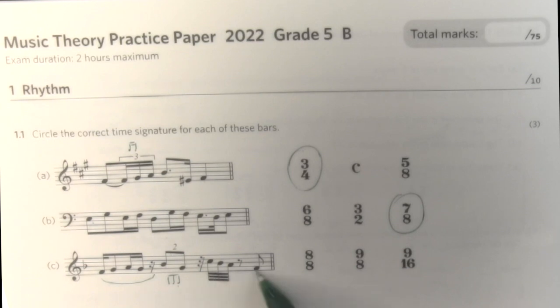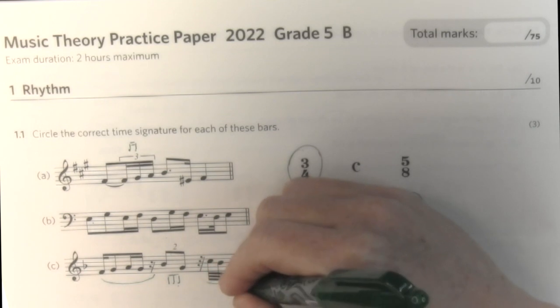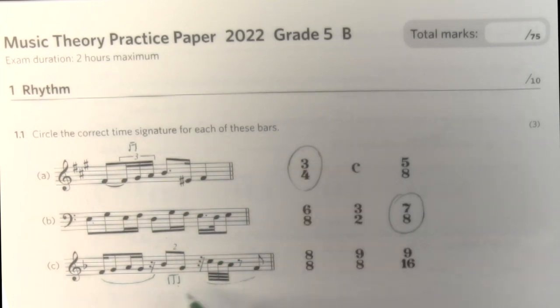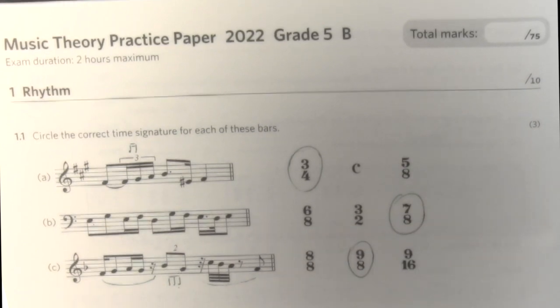the last thing on our counting. And so we have 2 floating quavers. This must be another quaver. Okay, so this is another group. We have 3 quavers, and 3 quavers. The answer is 9/8. Brilliant.